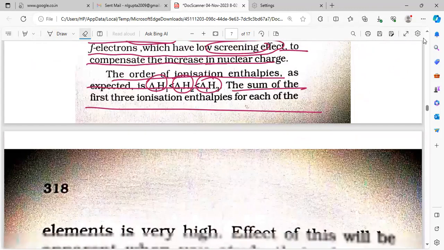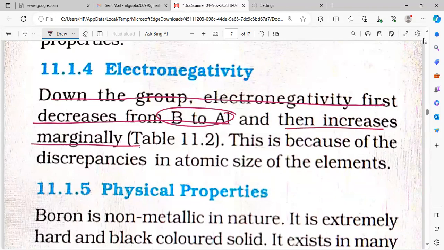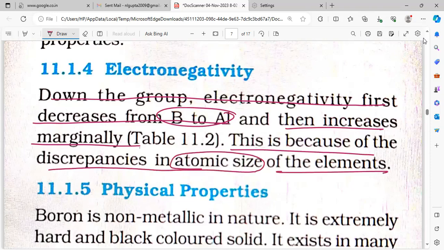Next one, electronegativity. Down the group it decreases. Down the group, electronegativity first decreases from boron to aluminum, then it increases marginally. This is because of the discrepancies in atomic size of the elements. See, gallium is smaller than aluminum in size, so their electronegativity also differs.